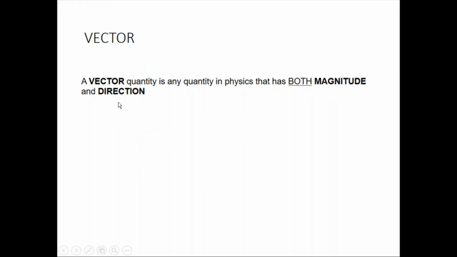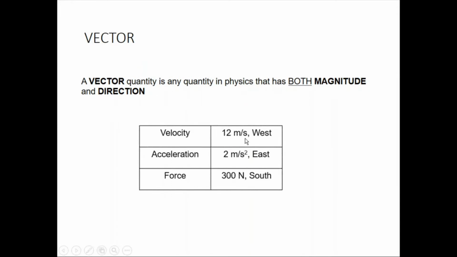On the other hand, for vectors, we have both magnitude and direction. For example, velocity, 12 meters per second toward west. Acceleration, 2 meters per second squared toward east. Force, 300 Newton toward south. So as you see, we specify vectors with a magnitude and with a direction.